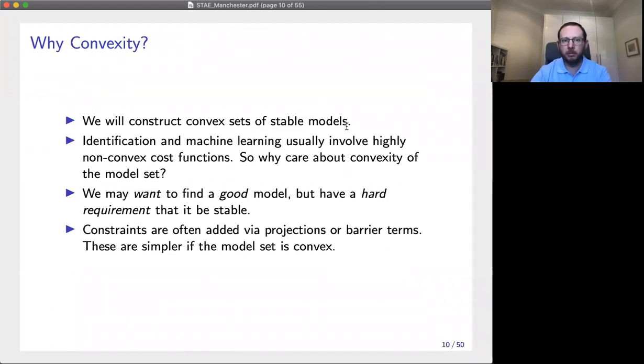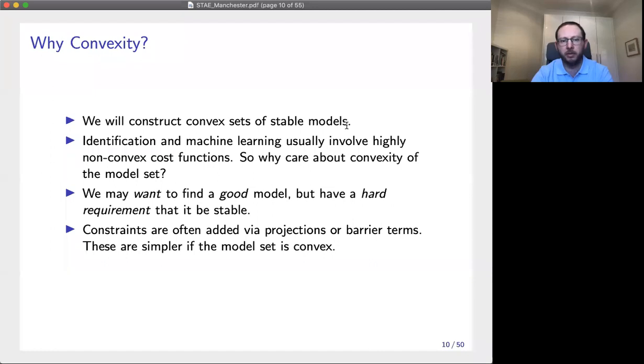Okay, so given all that, why would we try to construct convex sets? So we will be looking at constructing convex sets of stable models. In fact, you could argue that since usually in system identification and machine learning, we're trying to minimize some highly non-convex cost function anyway, what's the point of trying so hard to get a convex model set? The motivation here is really that there's a kind of a difference between the way we treat the cost function and the model set.